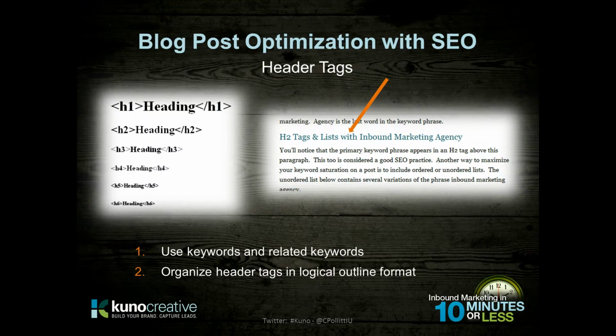Your H1 tag is similar to the title of an outline. You're only going to have one title for one outline, so you're only going to have one H1 tag per page. And you want to make sure that you include a keyword phrase in your H1 tag when possible. Then as you go through, if your content logically is laid out in an outline format, use the appropriate header tags to display that content.